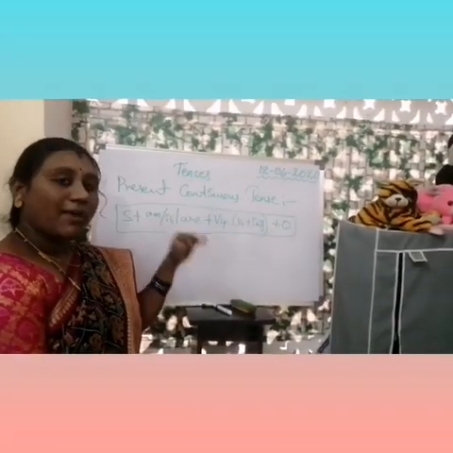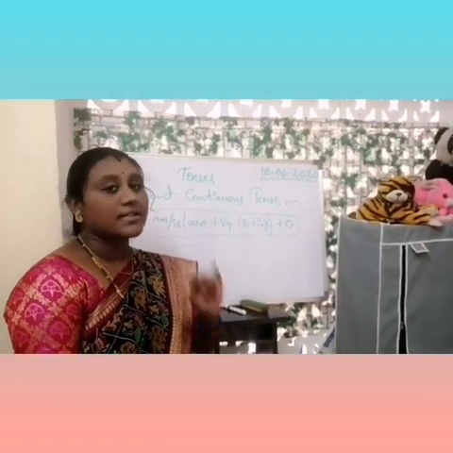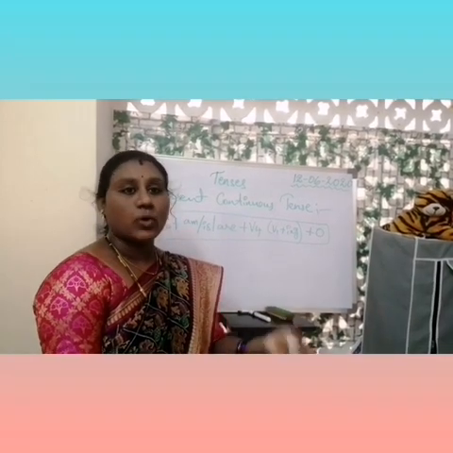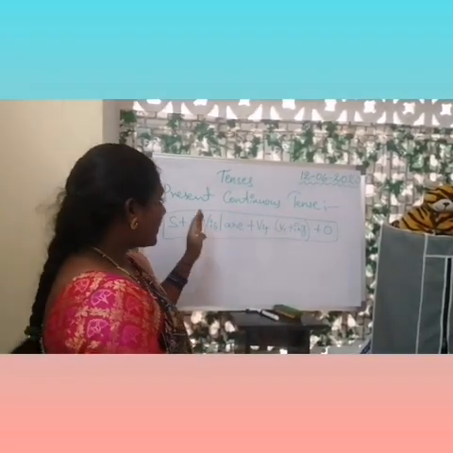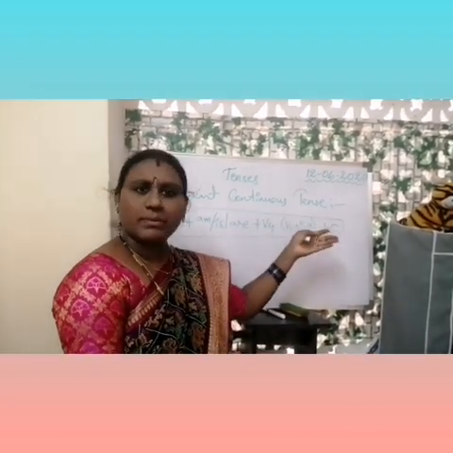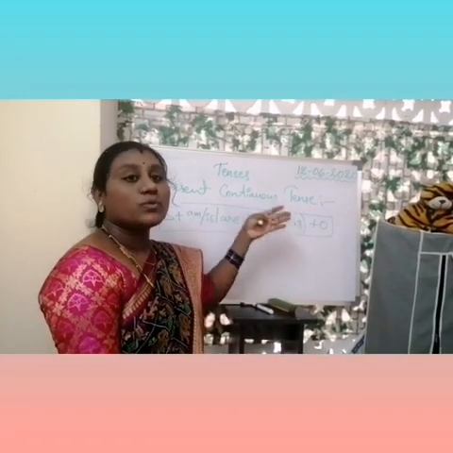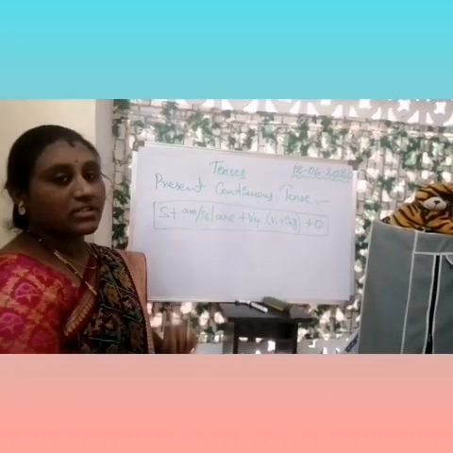So subject, helping verb is am, is, are. Of course we are in the present tense, so in present we use am, is, are, whereas for past we use was. Here in present we are using am, is, are, and the verb is given plus ing, adding ing to the base form of the verb, and then an object. So this is the structure.